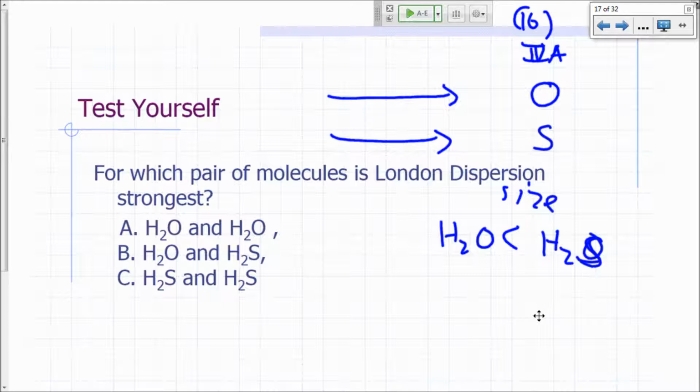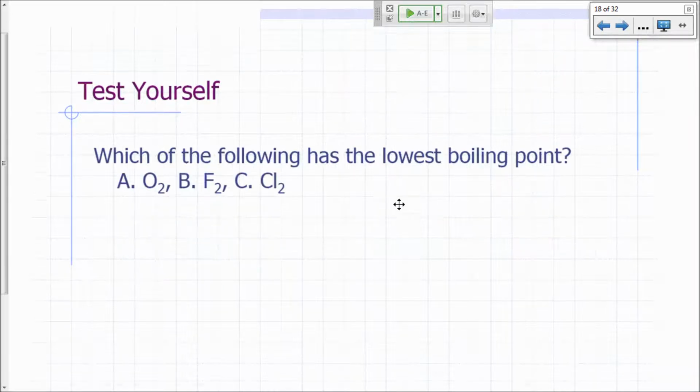And the reason for that is there's another source of attractive forces, another reason why water molecules attract each other, and that's called hydrogen bonding interaction. We'll deal with that in just a short while. But based on London dispersion forces alone, you would think the H2S molecules would have stronger attractions for each other than water molecules, but that's not the case. Okay? But if I'm only asking for London dispersion forces, then the answer would be H2S. But for overall attractions, it turns out water molecules have stronger attractions between them than H2S molecules.